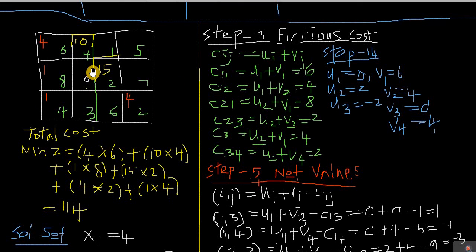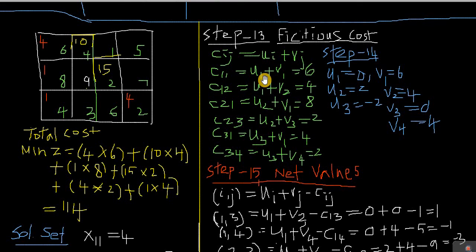So now let us check whether this is the final answer, I mean the minimum among minimum. We'll check. For this we have to find out the fixed cost. Okay, so here basic cells are this and this.